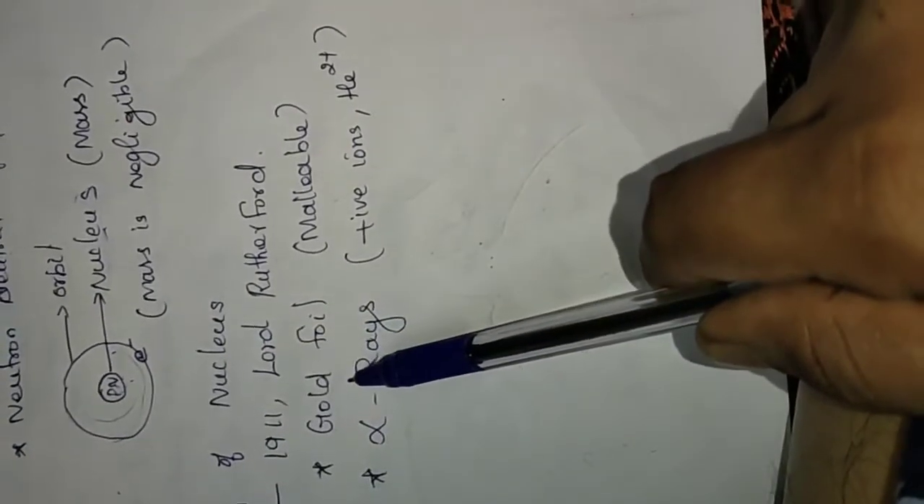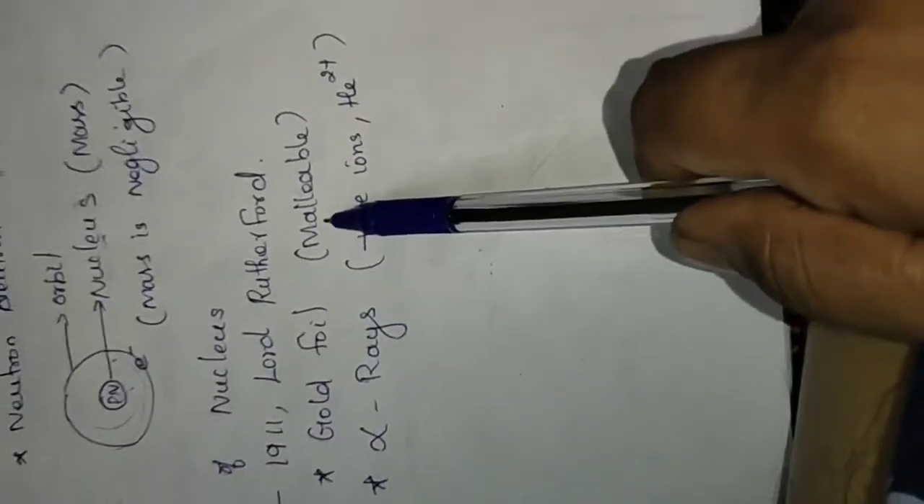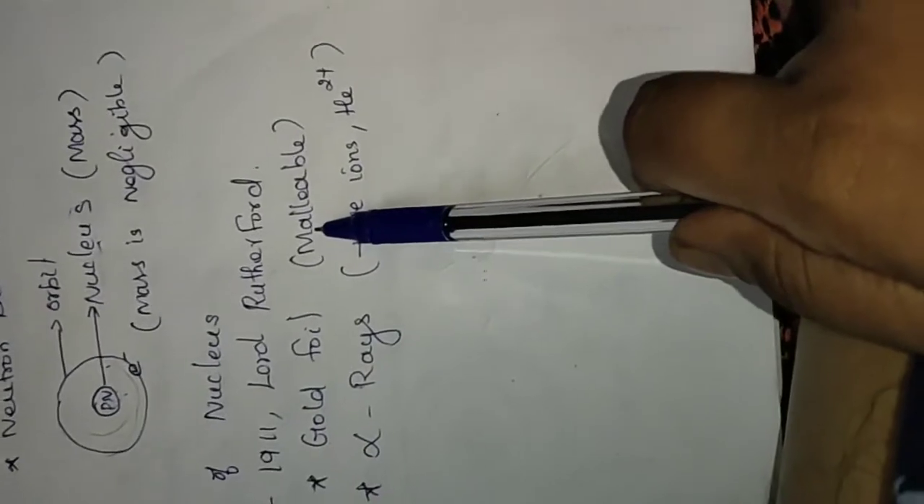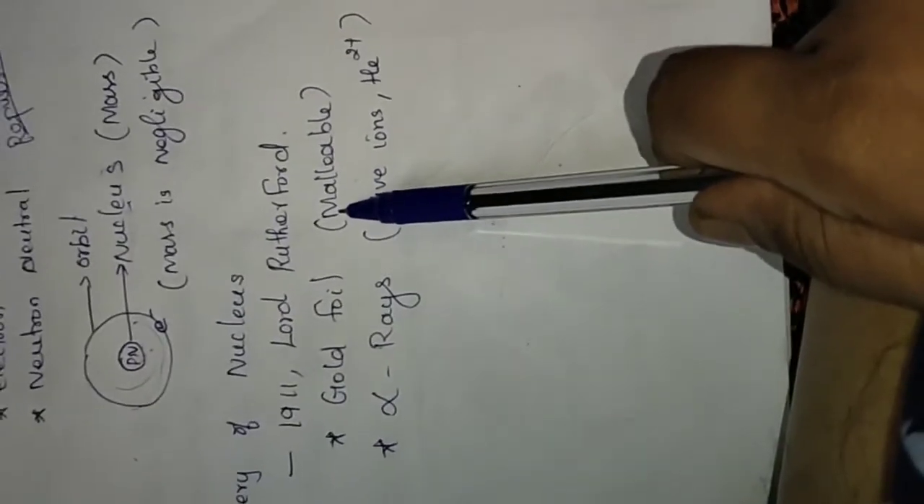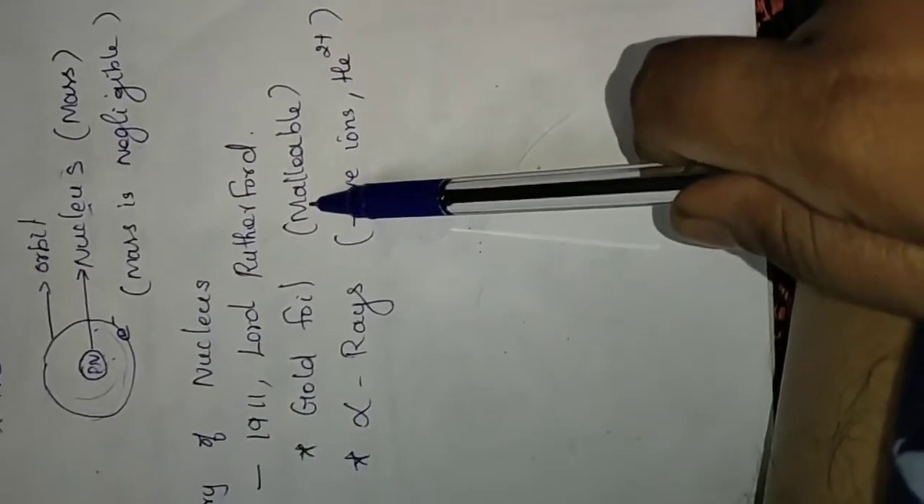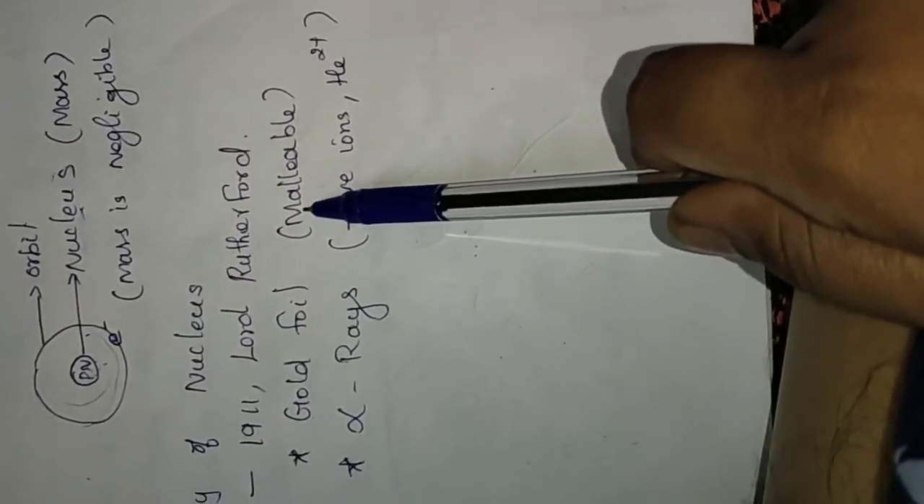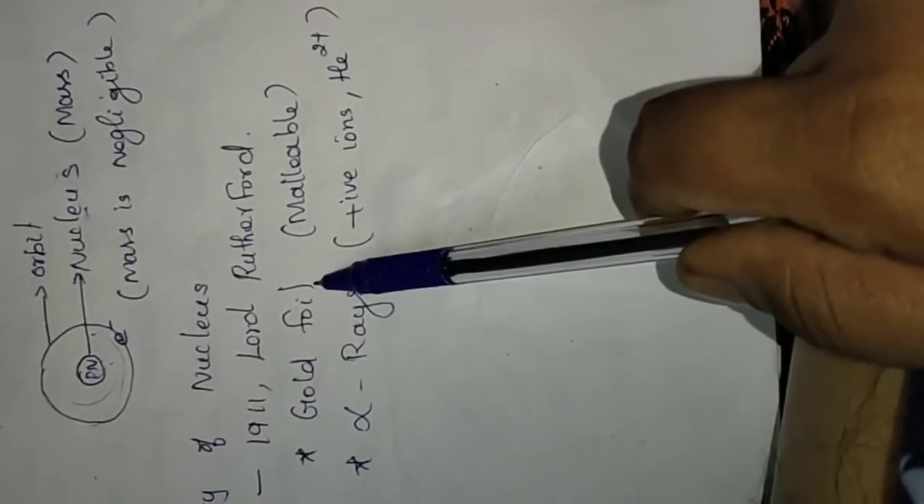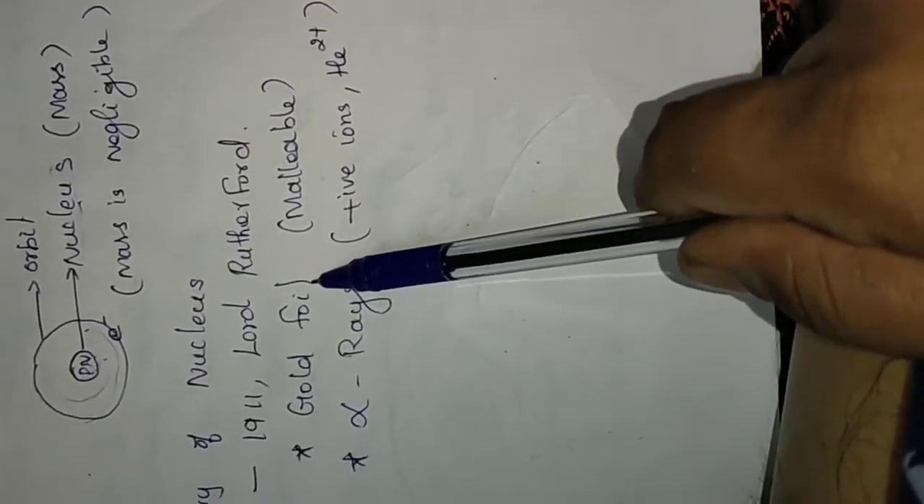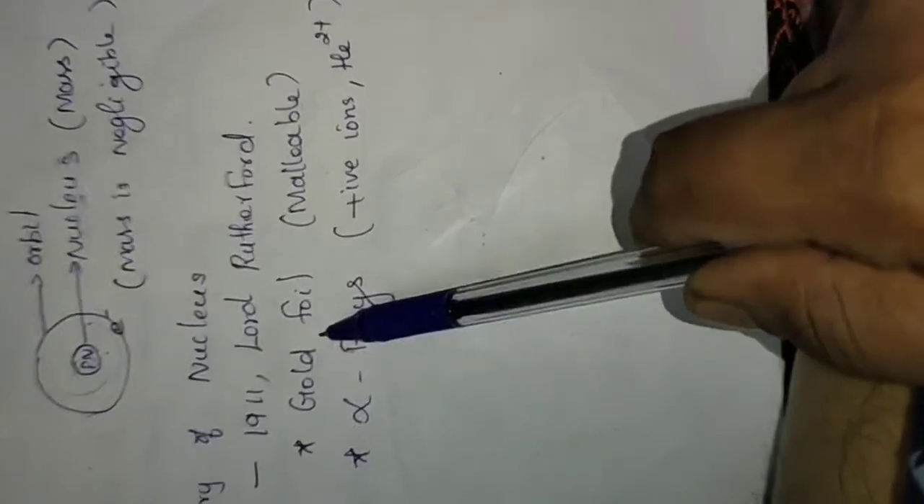Why did he take gold? It is highly malleable and ductile, isn't it? We can stretch it. Malleable and ductile means we can make it as thin as possible, and it can also be stretched for a long distance. For this experiment, he needed a thin component, so he took a thin gold foil.